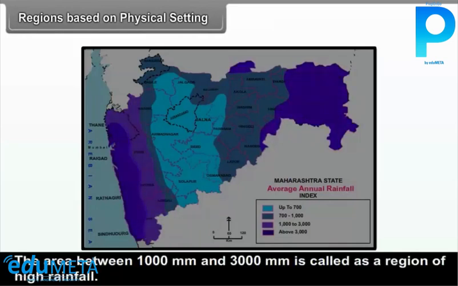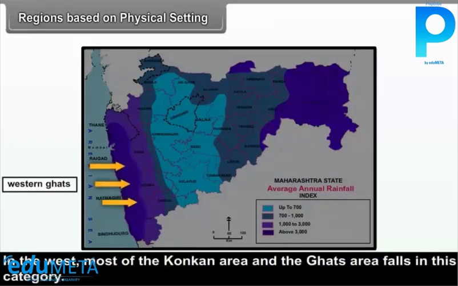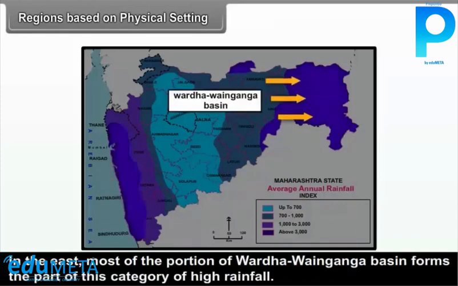The area between 1000 mm and 3000 mm is called the region of high rainfall. This region is spread in 2 different parts of the state. In the west, most of the Konkan area and the Ghat area falls in this category. In the east, most of the portion of the Wardha-Wainganga basin forms part of this category of high rainfall.